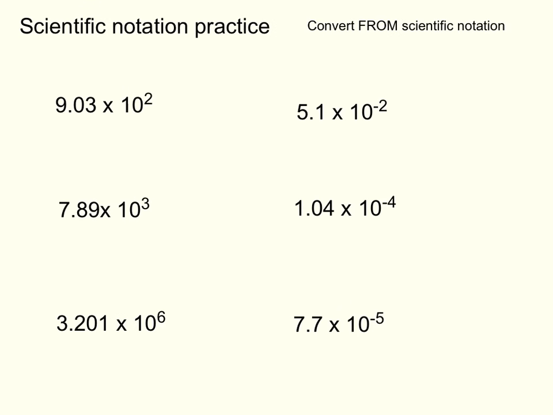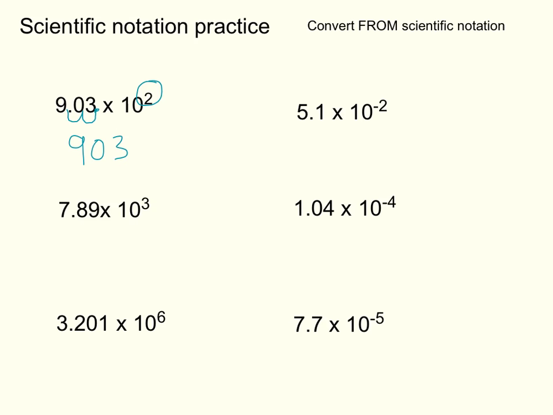So when we're moving back from scientific notation into standard notation, we're going to look at our exponents and at our power of 10 to determine which way the decimal moves. So here I have a positive 2, which means I'm going to move my decimal to the right, 1, 2, because a positive exponent means that I have a large number. So my new number after I move the decimal is 903.